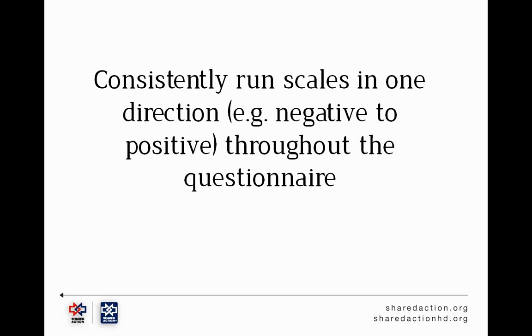Consistently run your scales in one direction, for example, negative to positive, throughout the questionnaire. This is also another one that's broken a lot, and this is a bad one. This is a super bad one. Fortunately, this is one that can kind of be fixed when you're looking at your data, if you've done this. But what I'm talking about are, say we have all of these scalar questions, strongly disagree to strongly agree. When you're listing them out, strongly disagree, disagree, neutral, agree, strongly agree, always keep the same format. You always want to start from disagree at the top to agree at the bottom, or agree at the top to disagree at the bottom. Whichever way you do it is fine.